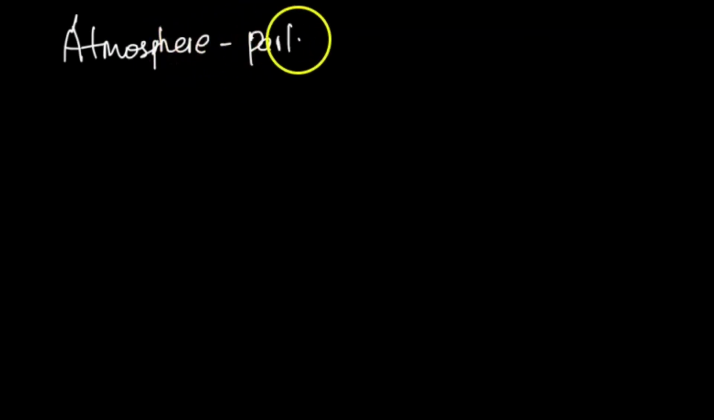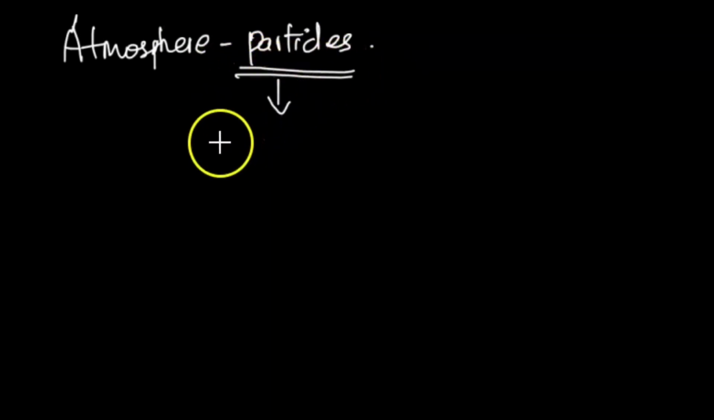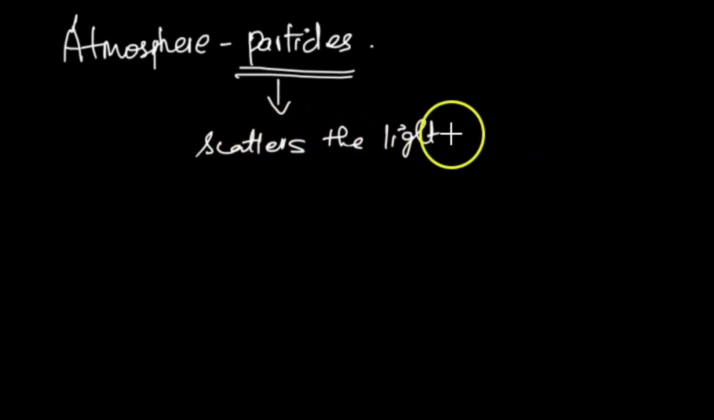But we know that space basically has no particles, but our Earth's atmosphere has millions and millions of particles. What these particles do is scatter the light rays which are falling on them. So the particles in the atmosphere will scatter the light rays coming from the sun. We call this phenomenon Rayleigh scattering.